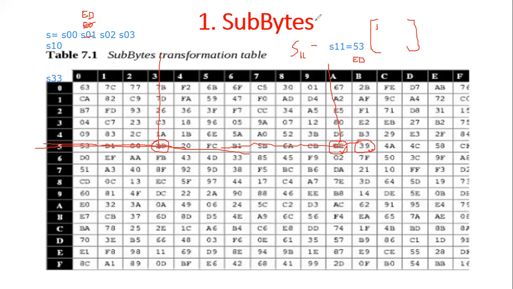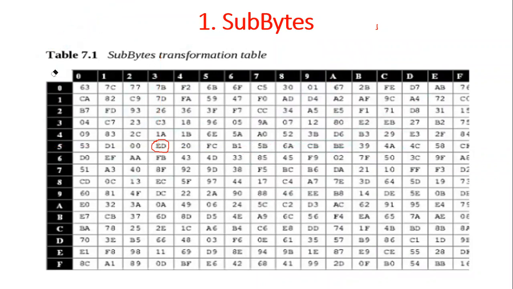So the first operation is SubBytes. In SubBytes, based on the given value in the state, we check the transformation table, and the corresponding value in the transformation table is substituted in the resultant state. We just put that value from the table in the resultant state.